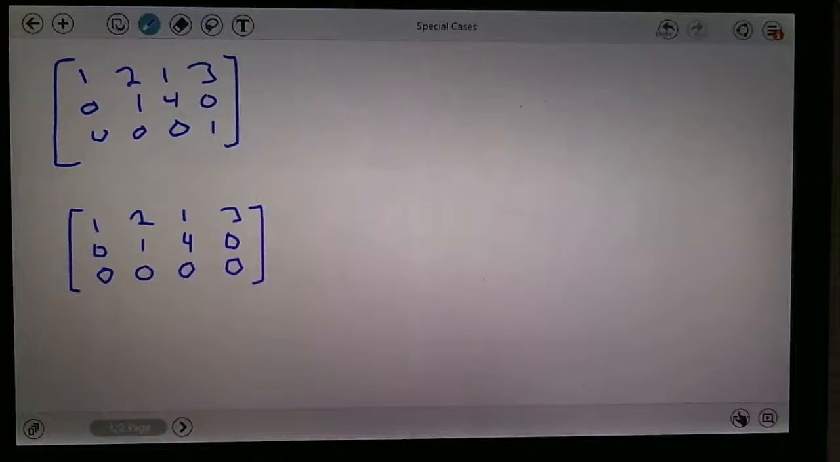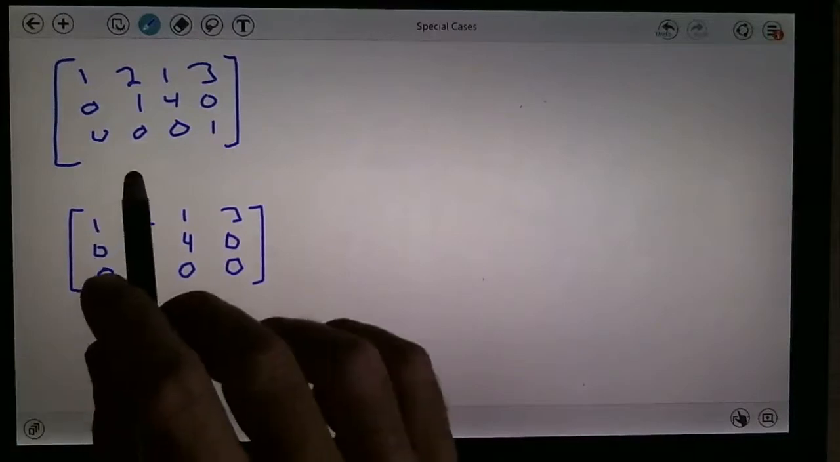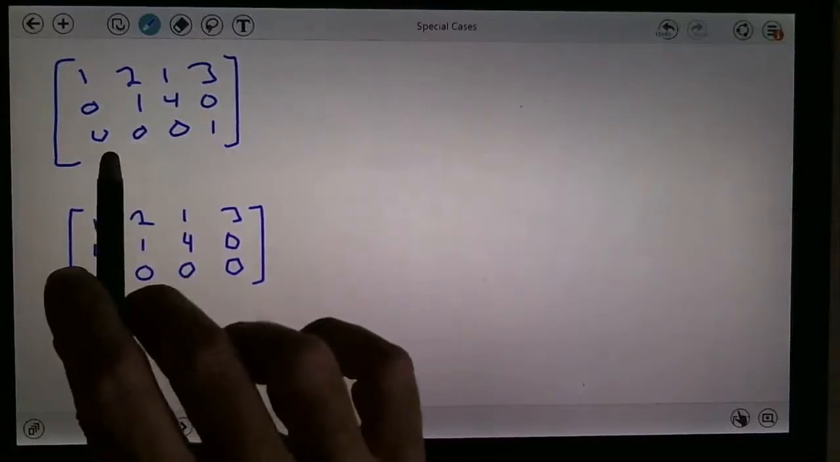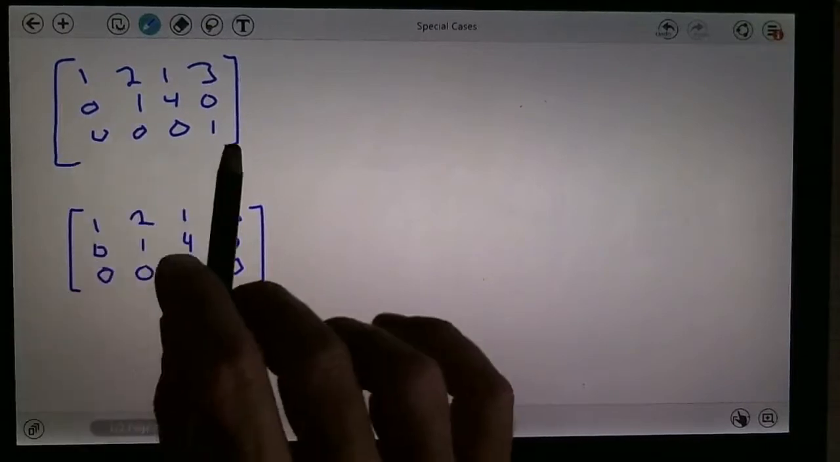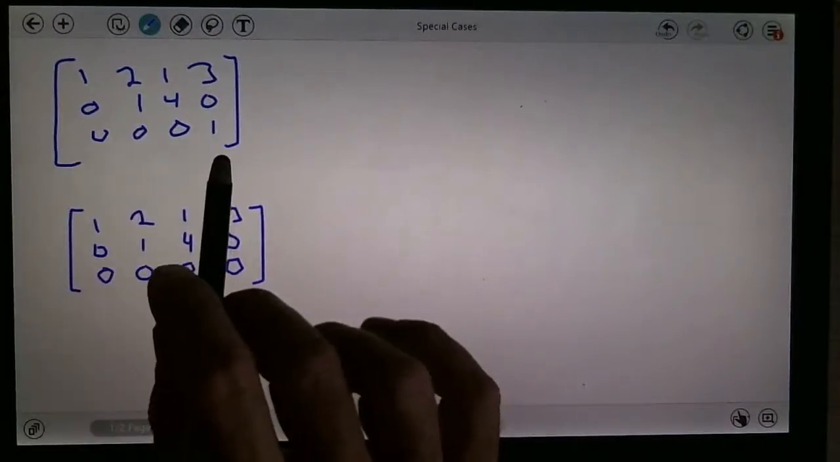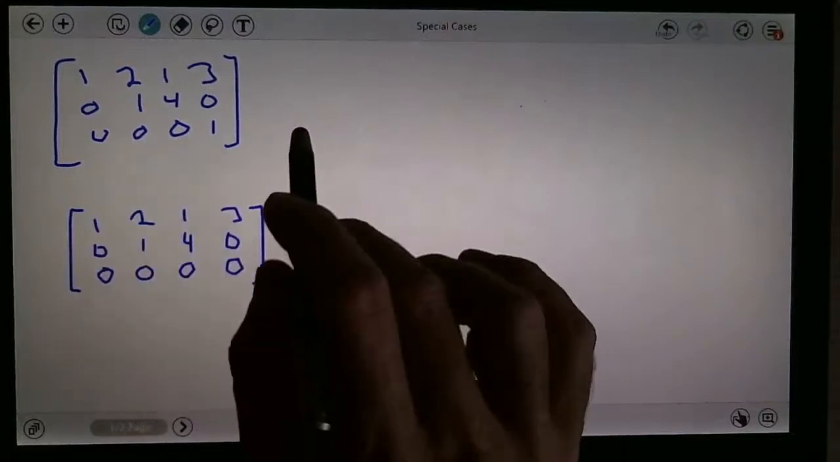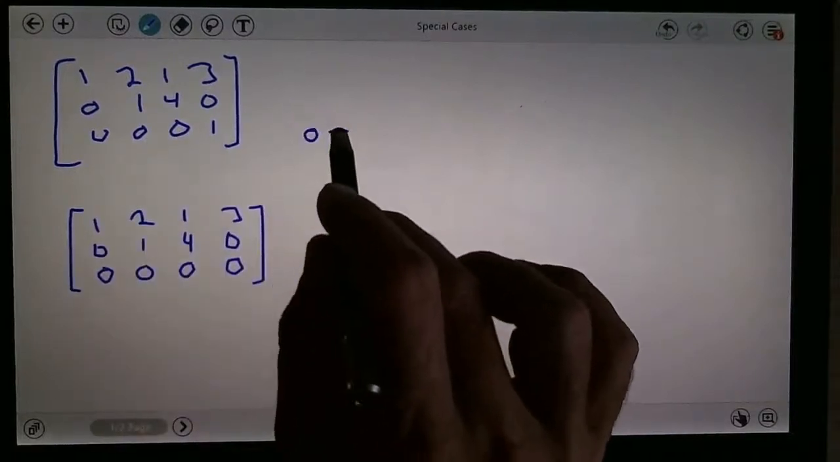All right, in this video I want to take a look at some special cases so that you'll recognize them when you get there. So suppose we started with a system, we made the augmented matrix, we put it in row echelon form, got to here. This bottom row here is a real tip-off because this bottom row corresponds to the equation that 0 equals 1.